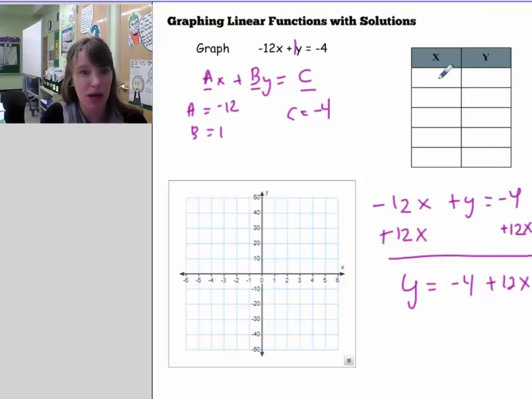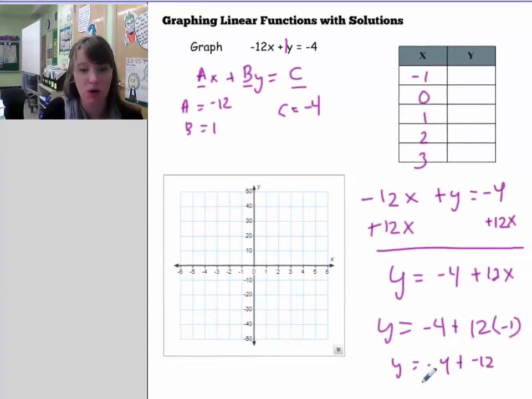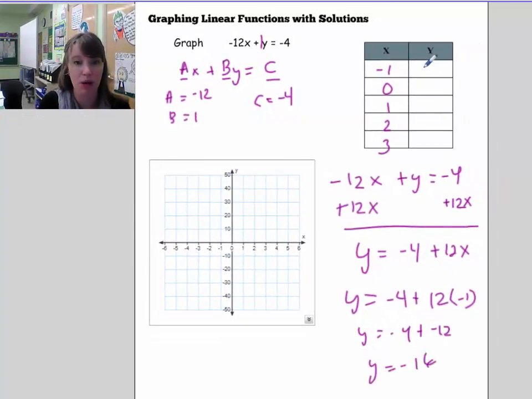Here I can pick some values for x that I might be interested in, like -1, 0, 1, 2, and 3. I always like putting a negative number in there so I have some things to graph on the left of the y-axis. So if I put -1 in here, I'm putting it into this equation. I was starting to put it into the standard form, but let's put it into this one. So we have y is equal to -4 plus 12 times -1. So y is equal to -4 plus -12. Y must be equal to -16. So we have a pair right there.